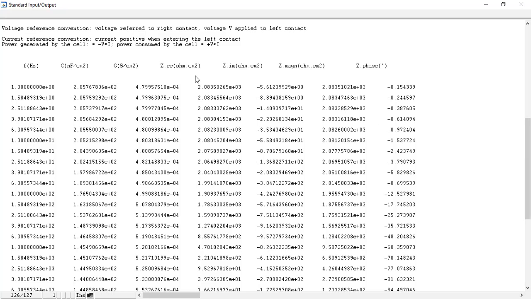Now I am coming towards the Nyquist plot, which is about the computation of the effect of the input AC signal on the impedance of my device.